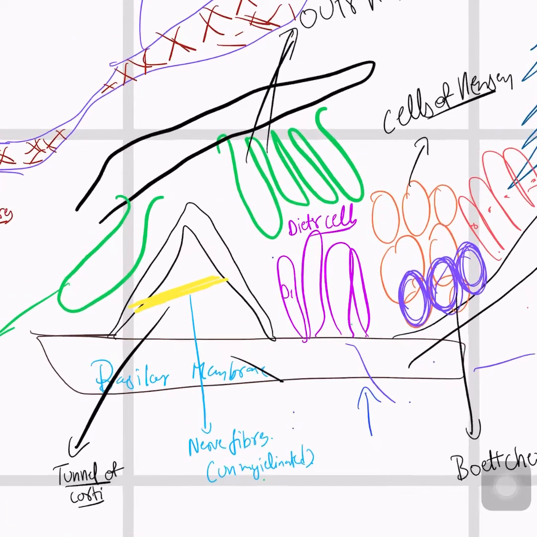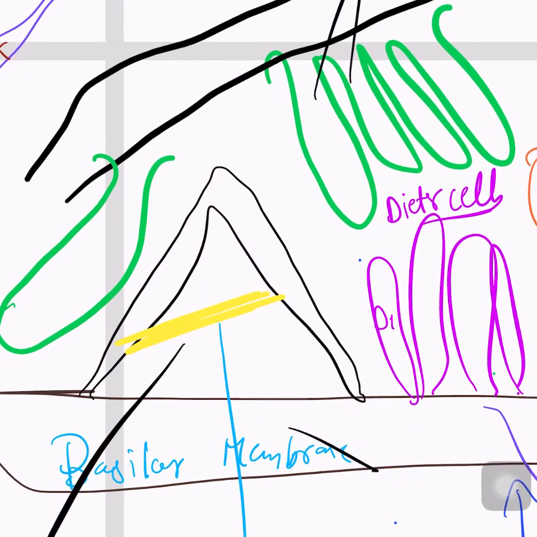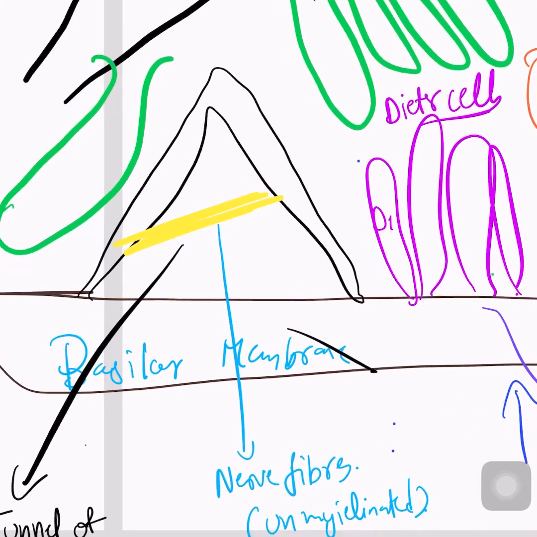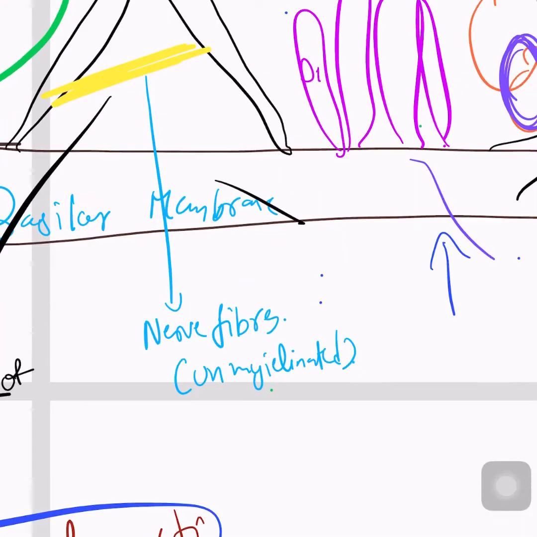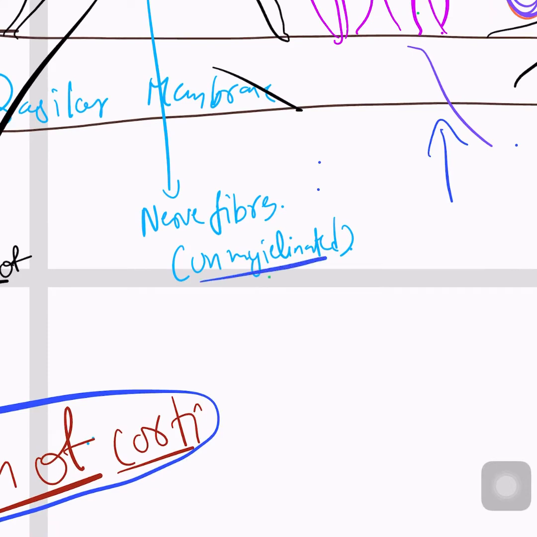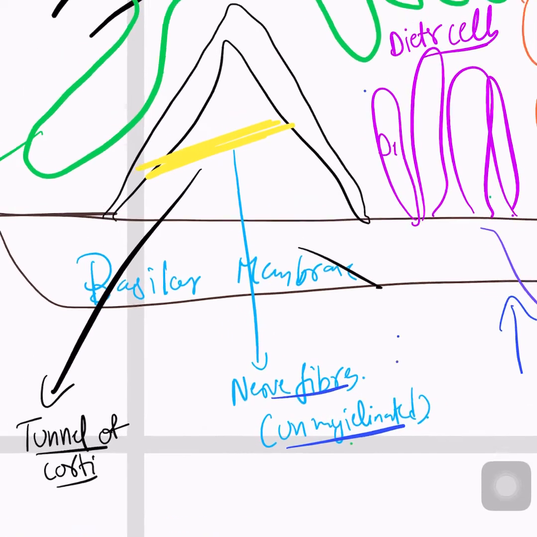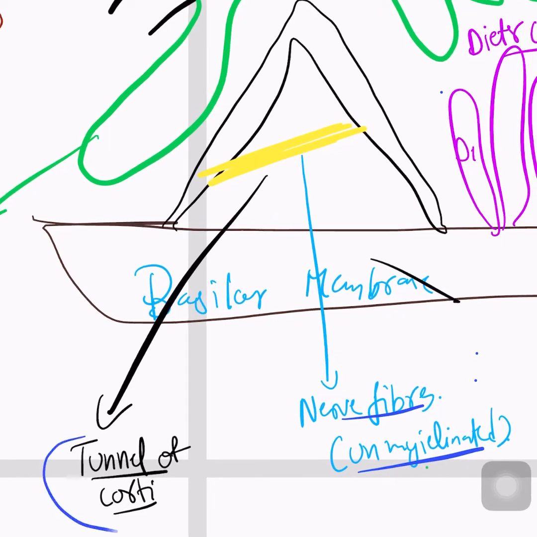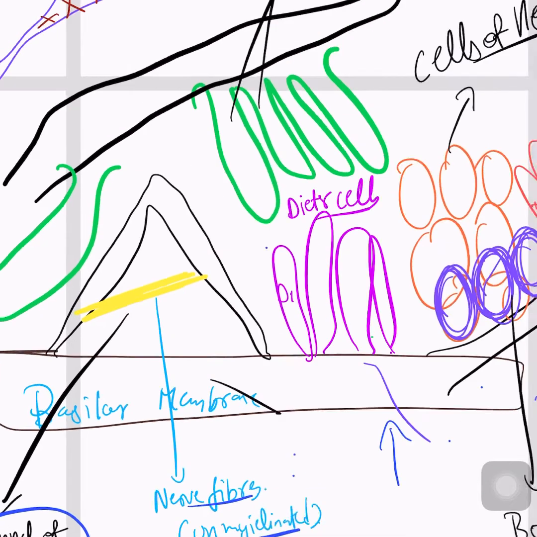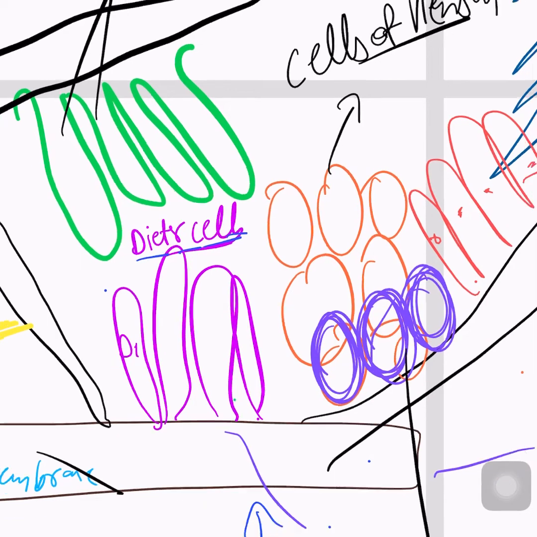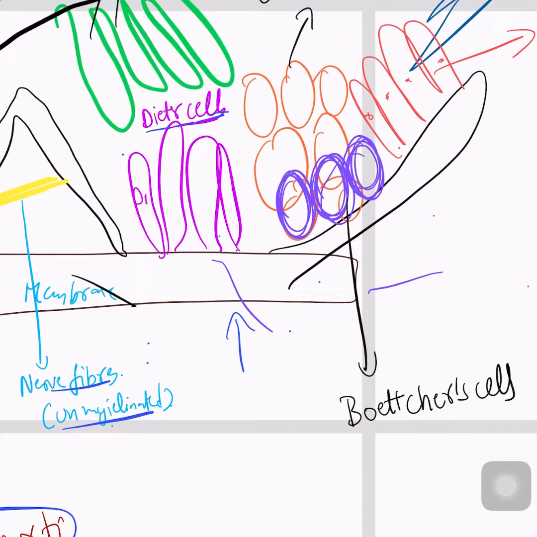you have a triangle, or rather than a triangle, it's two rods, right, and there is a nerve fiber which is passing through. The nerve fibers are the unmyelinated nerve fibers, and that space which is below that is called the tunnel of Corti. Importantly, as we go anteriorly to that triangle, we have the Deiters cells. These are super important cells which are the supporting cells of the hair cells.